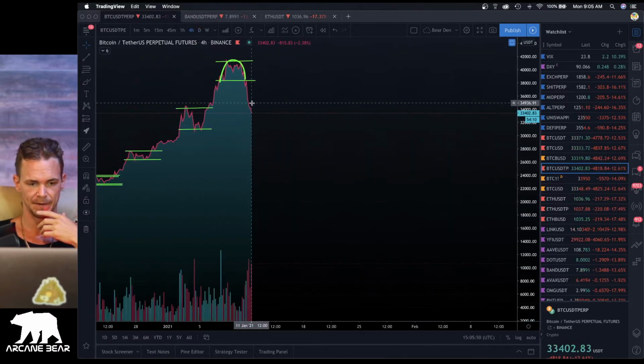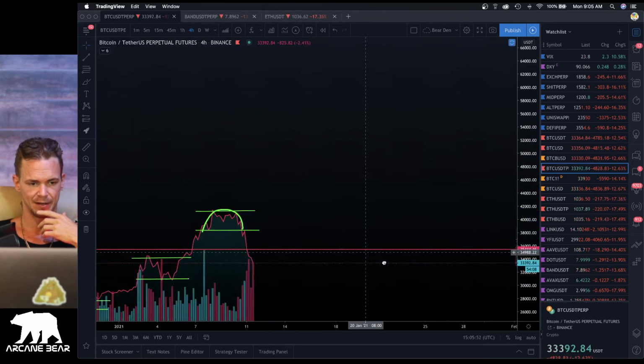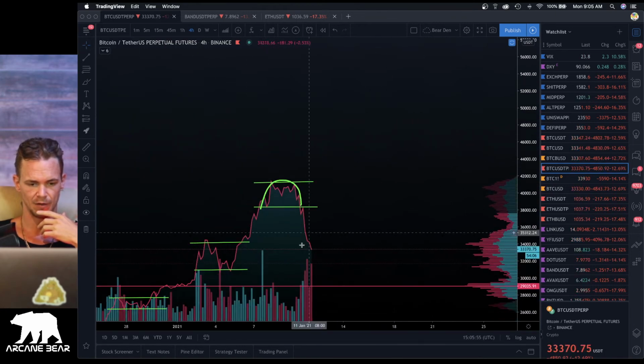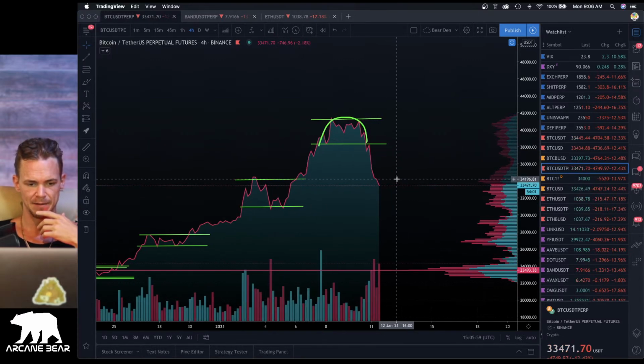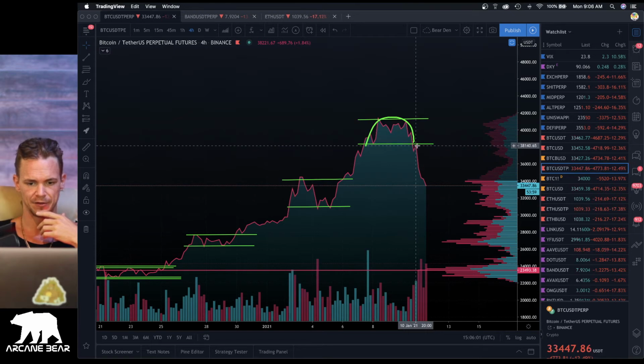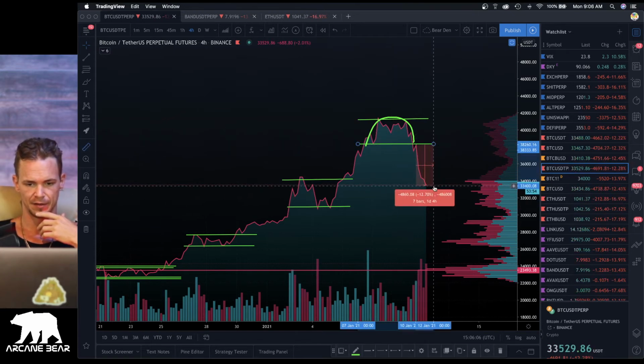It was a beautiful representation of this distributive top here. Again, we went over it last night as well at around 37,000 when we couldn't close back above the trading range. And these are really key moments, guys. When you can't get above the trading range, you're coming down. And look how quickly the price depressed 13%.